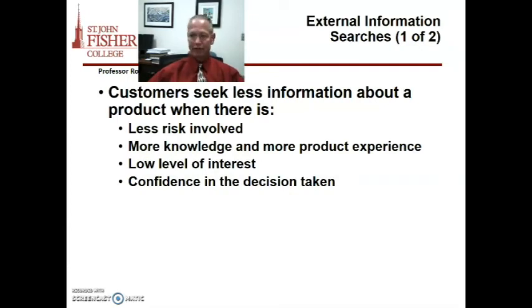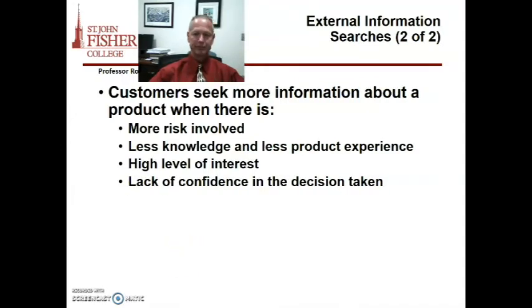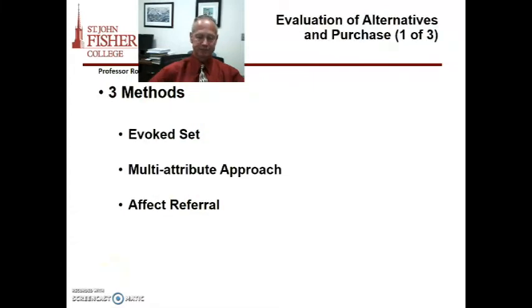They have a low level of interest. They don't have confidence in the decision they're making, or they really do not have time in order to search. All of those things make an external information search people seek less information. They seek more information when there's more risk, when it's a high involvement purchase. They seek it more when it's social and visible, and also they have lack of confidence in the decision.